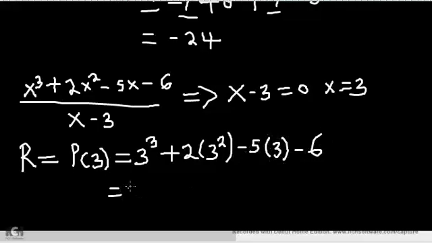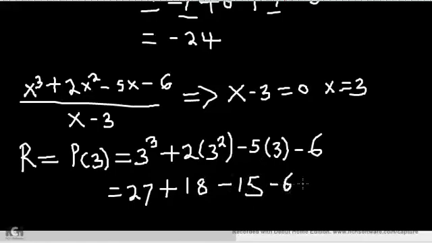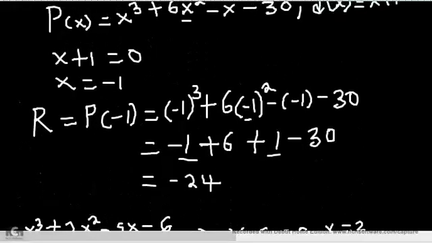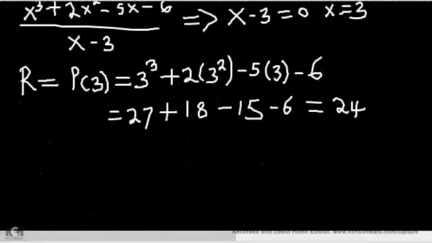So this should give me 27, and this should give me 9, that's going to be 18. This should give me minus 15, and this will give me minus 6. If I do this with a calculator, you have 24. I hope that is well understood. So that is the remainder theorem.